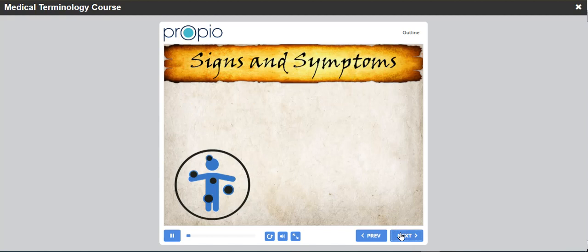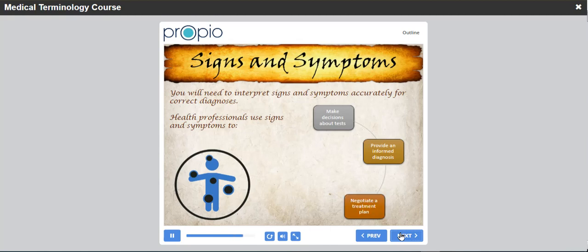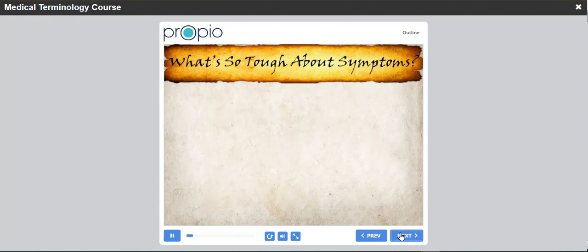There is always a need to interpret signs and symptoms in medical encounters. You will need to interpret signs and symptoms accurately for correct diagnosis. Health professionals use signs and symptoms to make decisions about tests, provide an informed diagnosis, negotiate a treatment plan, plan procedures, schedule follow-up. What could be so tough about symptoms?